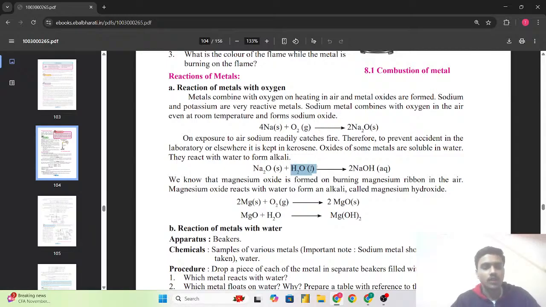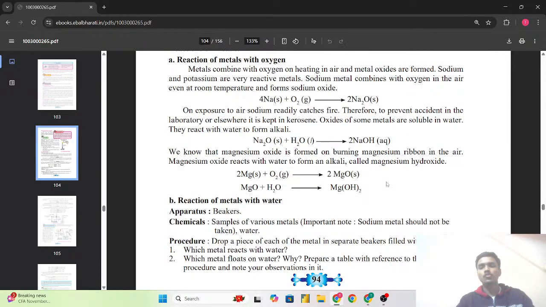A similar example is given here. We know that magnesium oxide is formed on burning magnesium ribbon in air. This experiment we have also seen in chapter 3 of class 10 Science 1, that is, when magnesium ribbon burns, it reacts with the oxygen present in the air. So magnesium oxide is formed, and when magnesium oxide reacts with water it forms an alkali called magnesium hydroxide.